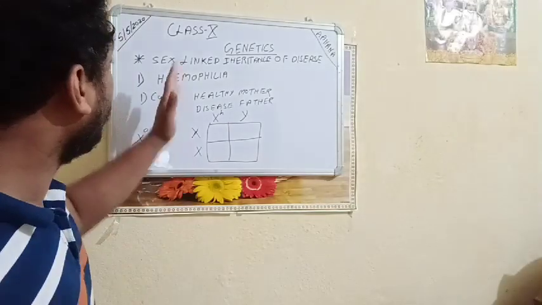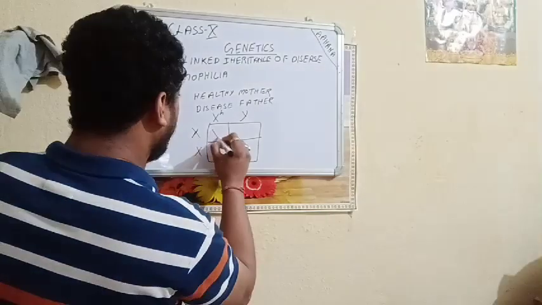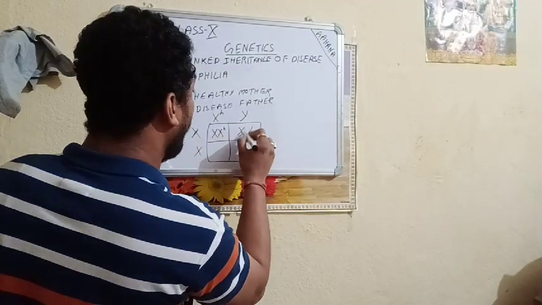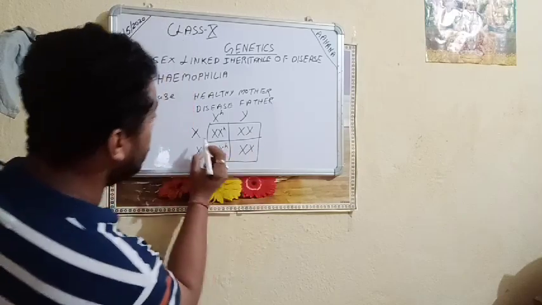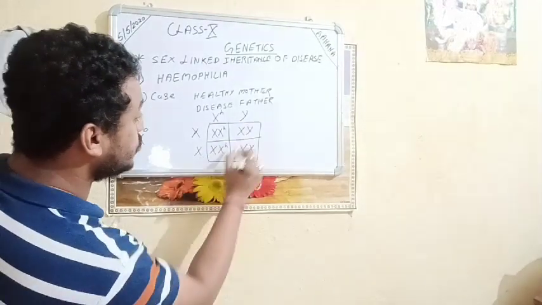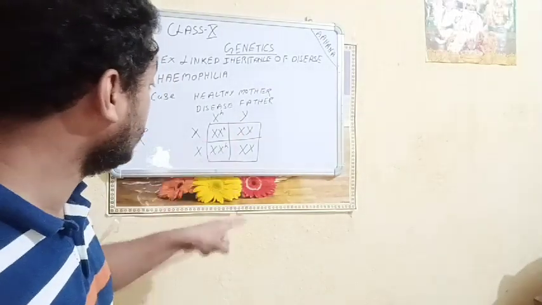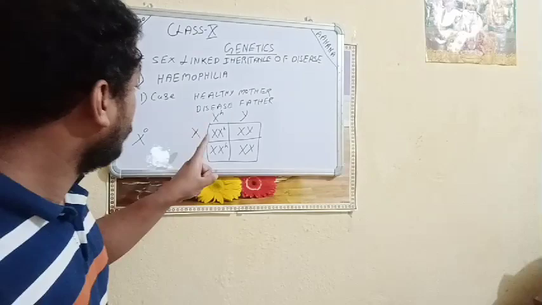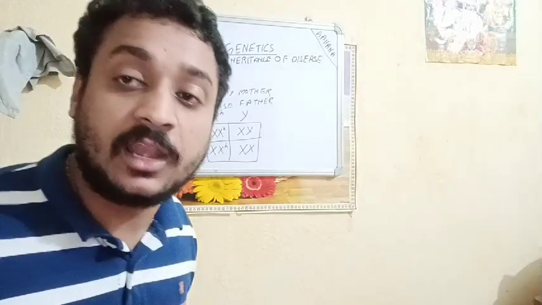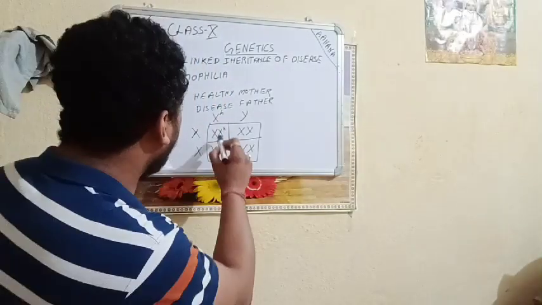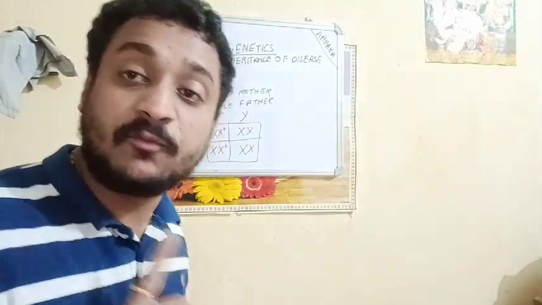Now, father diseased, mother healthy. Now let us put the cross. X X^h, X Y, then X X^h, then X Y. See, X X^h, X X^h, XY, XY means both the sons are healthy. If there are 4 children, 2 daughters and 2 sons, both the sons will be healthy, no hemophilia. But the first daughter and the second daughter are both carriers of hemophilia.